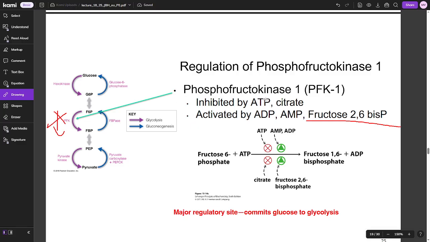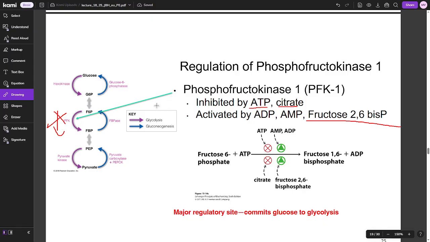And that's actually what happens. ATP is a product of glycolysis. Citrate is an intermediate in the citric acid cycle, so you can imagine if you have a lot of citrate, you're doing a lot of citric acid cycles. So you don't need more glycolysis to happen, and we can use the citrate that we make in the citric acid cycle to go back and inhibit glycolysis.